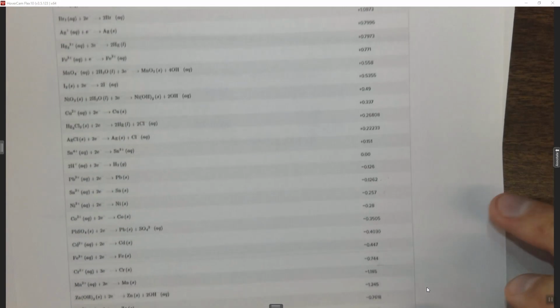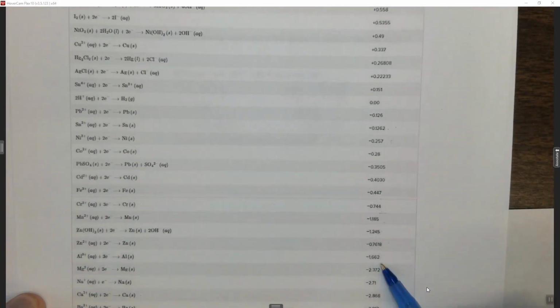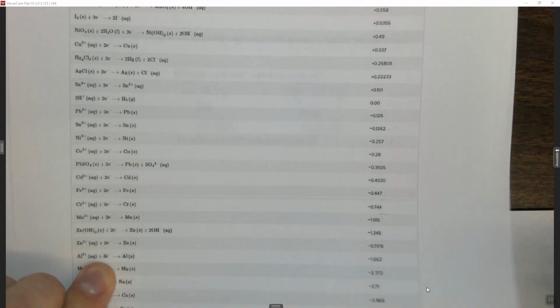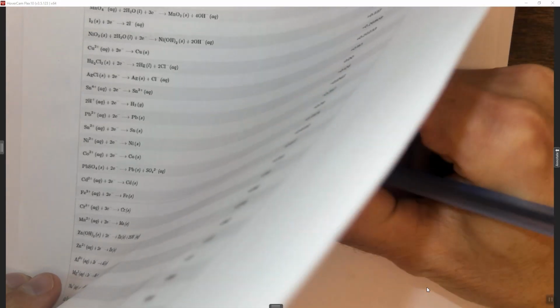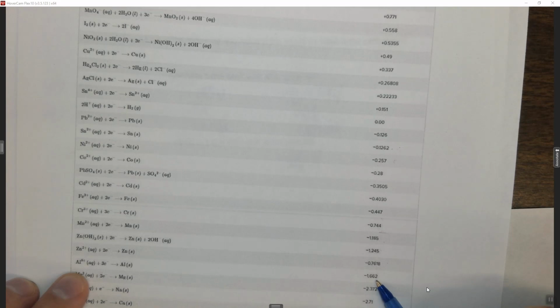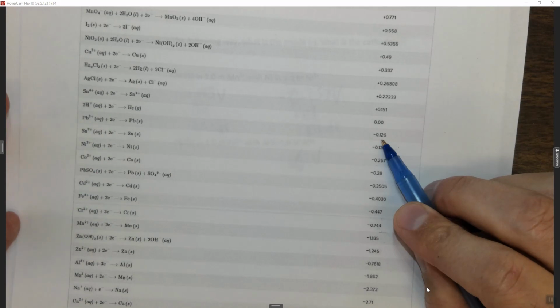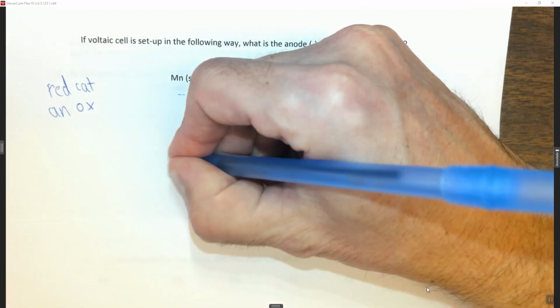So again, we have to find the two things. So here we have aluminum, which is way down here, at negative 1.662 volts. So I'm just going to write that on the other page. All right, negative 1.662 volts. Then we have to find lead, and lead is above it at negative 0.126 volts.